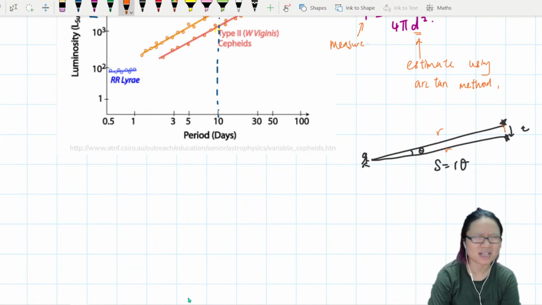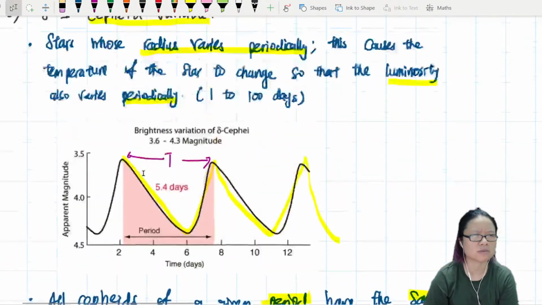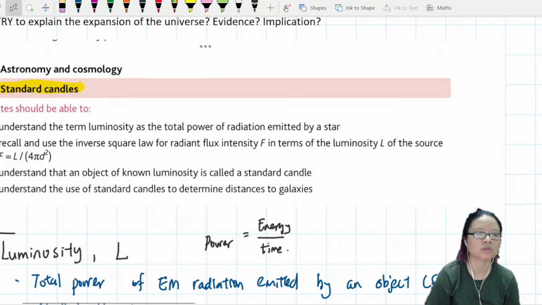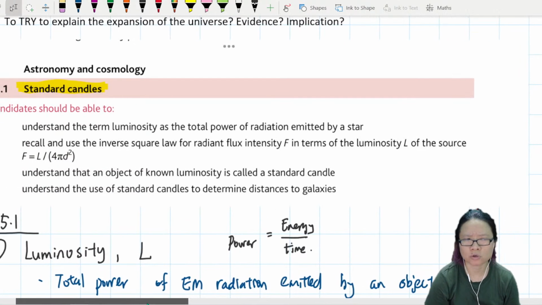Okay, which is a bit something like what we did in the PET scan just now. But this is the arctangent method. So we will not talk about this because it's not specified in the syllabus. So we have done the first one. Understand the term luminosity. Yes. Recall and use this equation. Yep. Understand an object of known luminosity. I already know the luminosity is called standard candle. Understand the use of standard candle to determine distance of galaxies, not the arctangent or light year method that is covered in your IG. So I'm only going to assume that it's not needed.